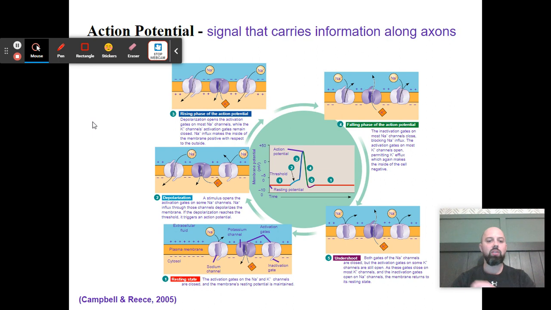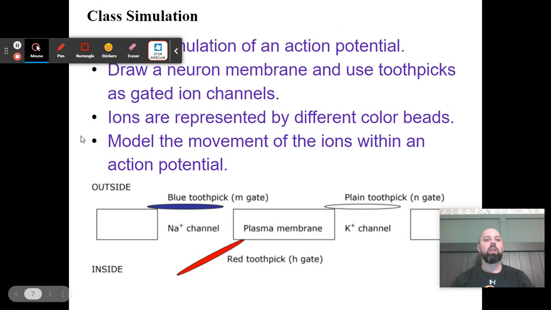So that's an action potential and how the specific ion channels, in this case gated ion channels, mostly voltage-gated ion channels down an axon, would propagate that action potential down a neuron.